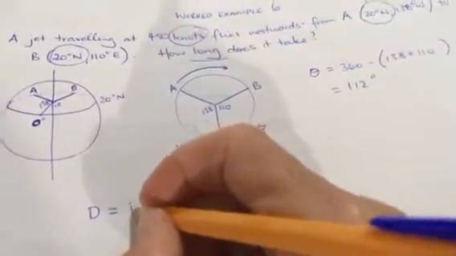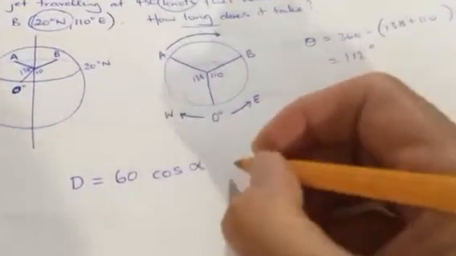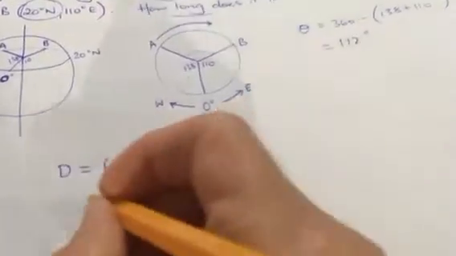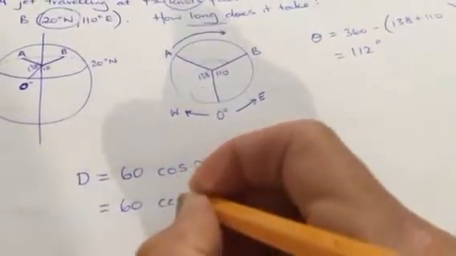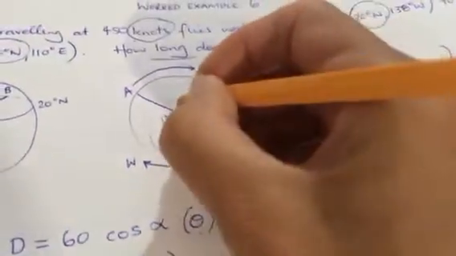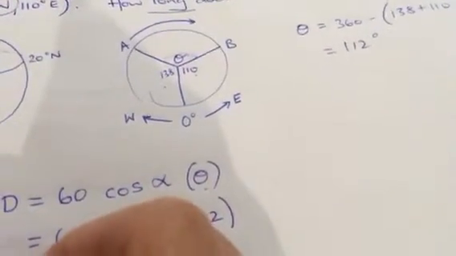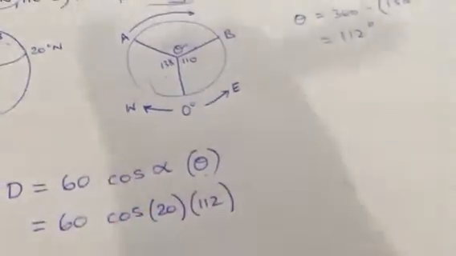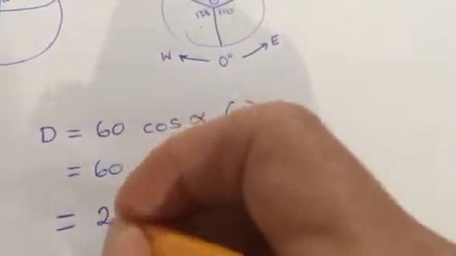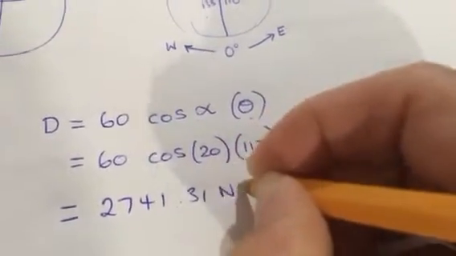So I have to use distance is 60. It's a parallel of latitude, so I'm going to use the cos alpha version times by my angle. So we've got 60 cos alpha, where alpha is the line of latitude, 20 degrees, times theta. Theta is the angular distance that I've travelled, which we've just said is 112 degrees. Plug that in your calculator and you should get 2,741.31. Now we're measuring distance in nautical miles.